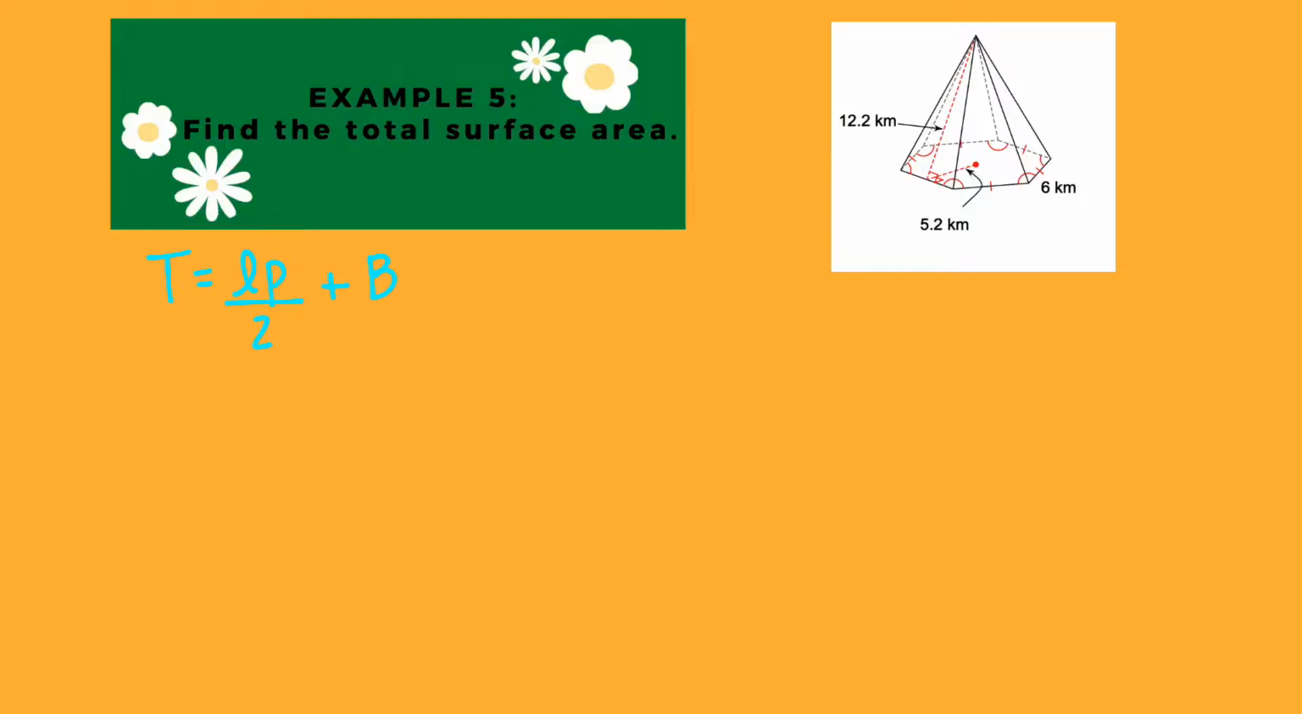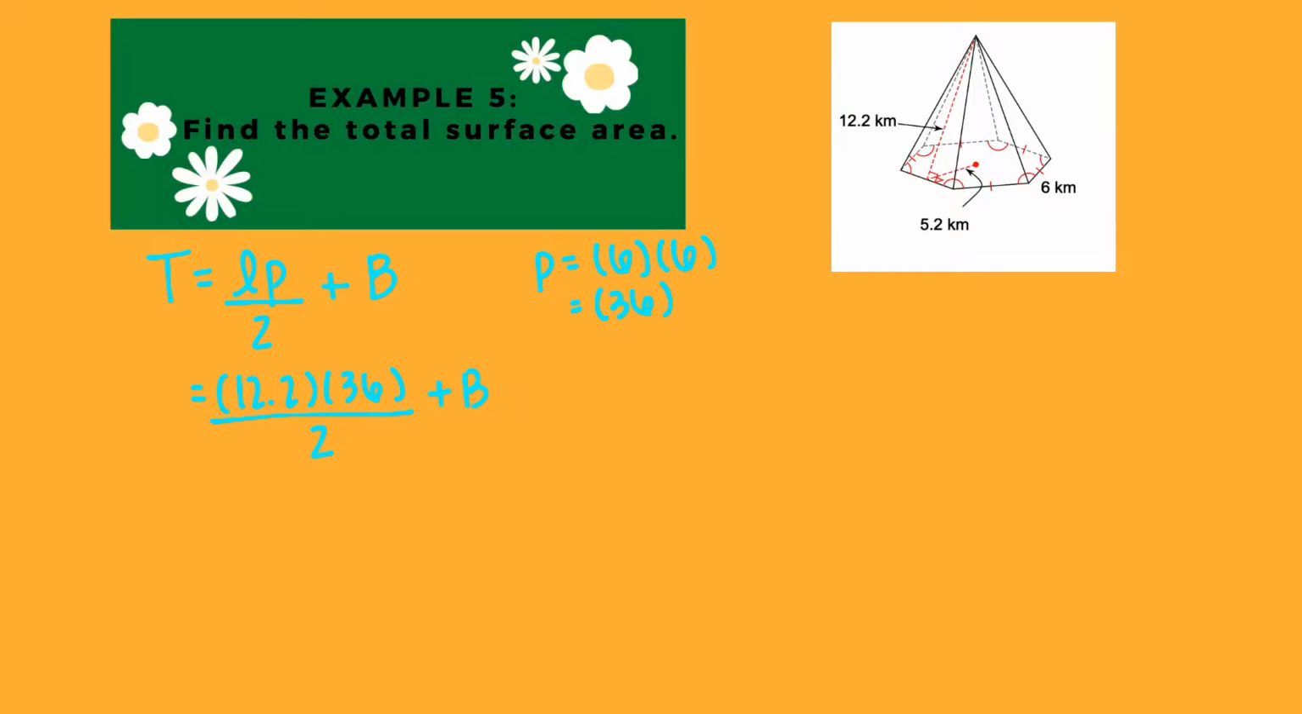So I know that my slant height here is 12.2. I need to find that perimeter of the base. I know there are 6 sides because remember it's a hexagonal pyramid. And I know that each side length is 6 kilometers. So 6 times 6 gives me 36. So 12.2 times 36 divided by 2 is going to be that first part. If I was looking for lateral, this would be what the lateral area is.